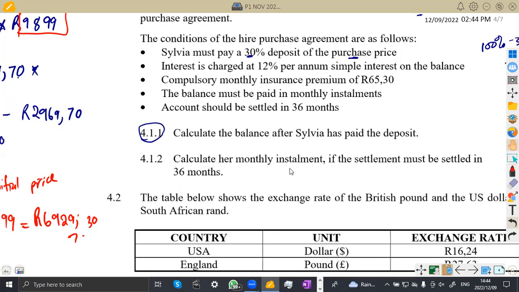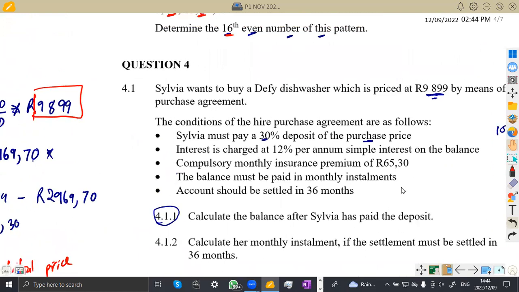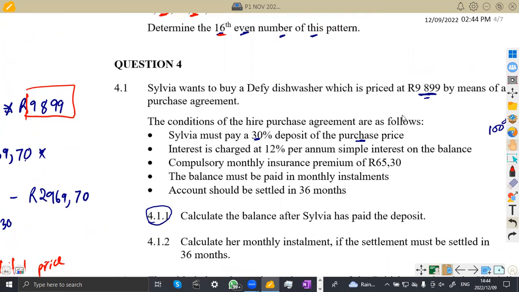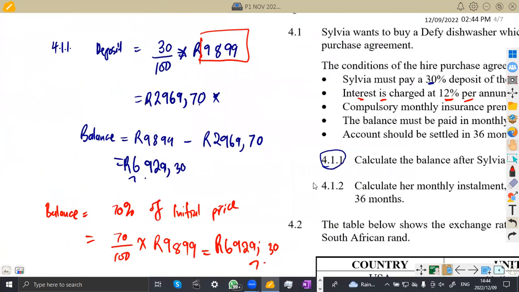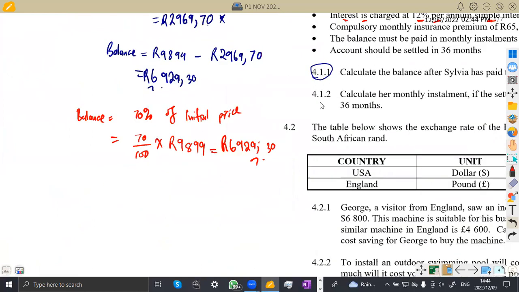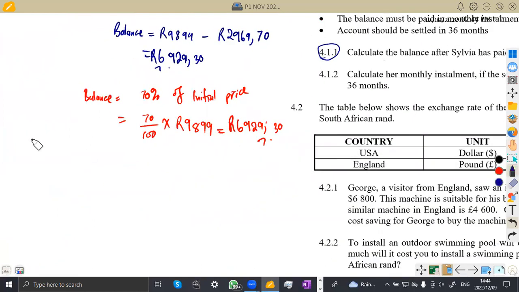Originally this guy was supposed to pay 9,899, but because there is a deposit, there is an interest rate. Take note, interest is charged at 12% per annum, simple interest on the balance. So this is affecting the balance that we got here, and we are going to see this amount accumulating at the end of the period. Hire purchase is simple interest, so the amount accumulates as A equals P times (1 plus i n). The accumulated amount is what we need to know so that we can calculate the monthly installment.